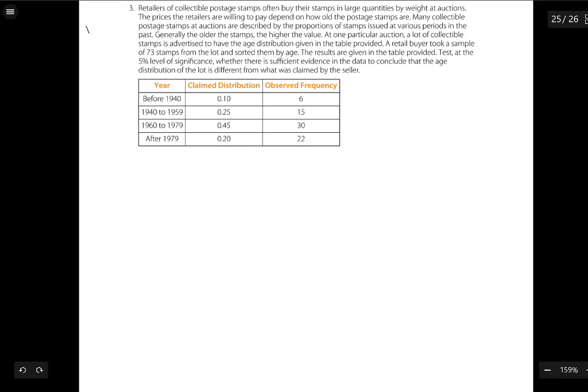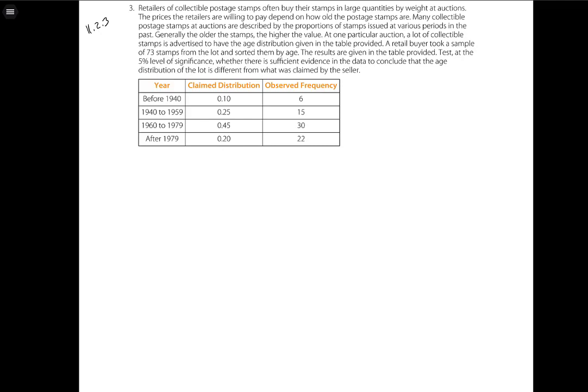Okay, we're now in Chapter 11, Section 2, Problem number 3. Retailers of collectible postage stamps often buy their stamps in large quantities by weight at auctions. The prices the retailers are willing to pay depend on how old the postage stamps are. Many collectible postage stamps at auctions are described by the proportions of stamps issued at various periods in the past. Generally, the older the stamps, the higher the value.